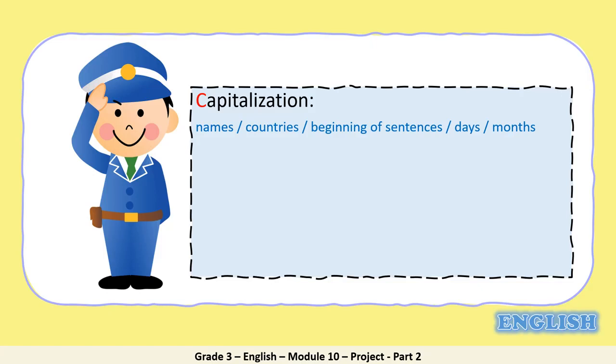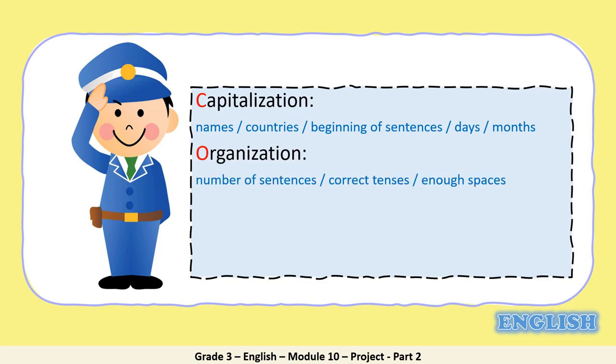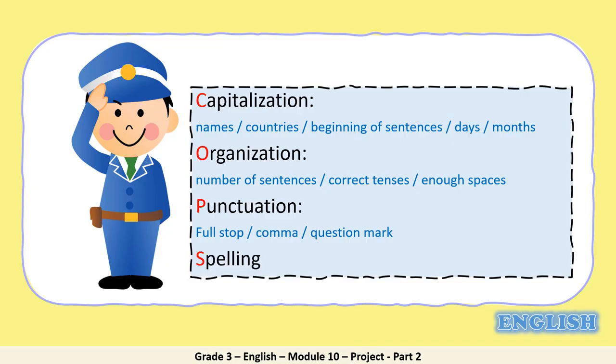O stands for organization. This means the number of sentences, using correct tenses, and leaving enough space between words and sentences. P stands for exactly punctuation, and this means using full stop, comma, and question mark where needed. S stands for spelling, and you can always go back to your book to check the spelling of words.